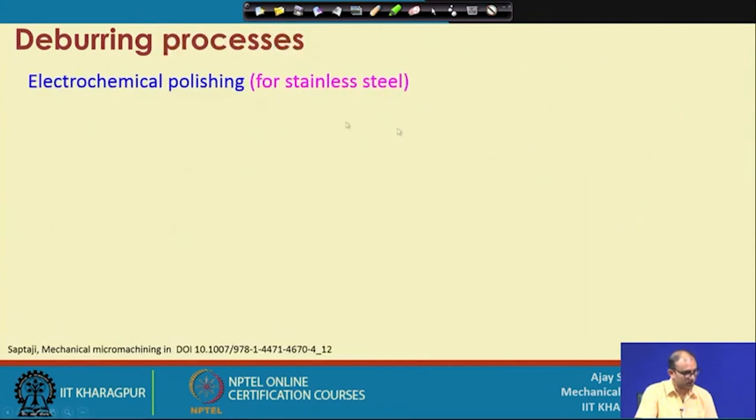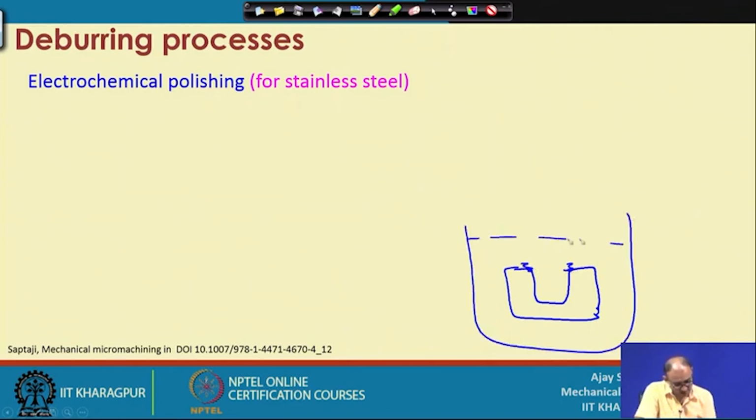So, let us see what the options are. Electrochemical polishing is one of them, where you are not physically giving any type of forces. How will this work? This is the workpiece, and you have burr formation here. You put it in an electrolytic cell, and then you have to provide the voltage support.